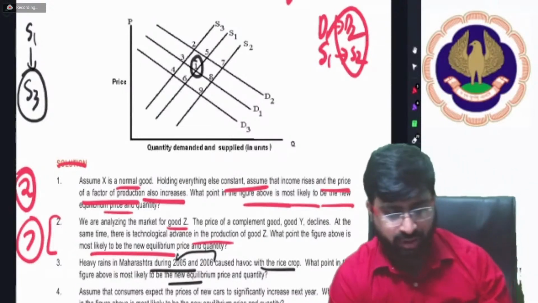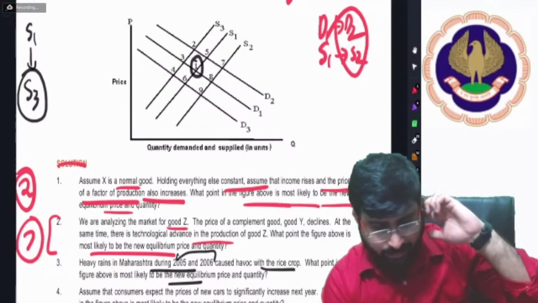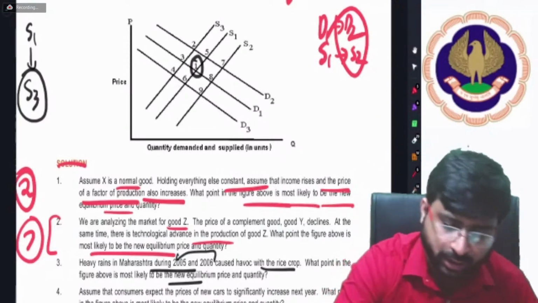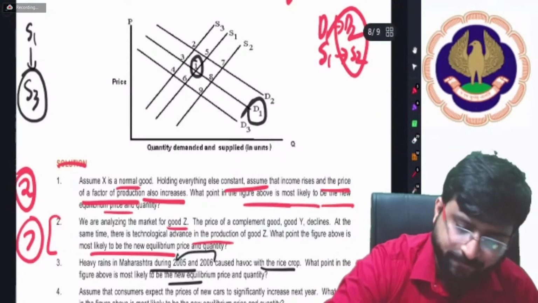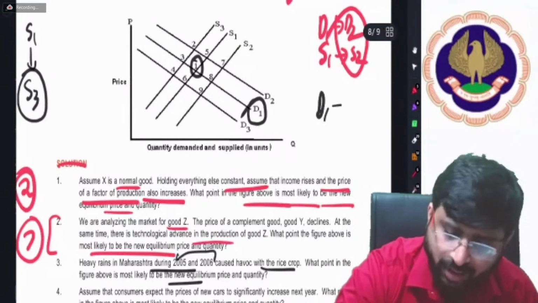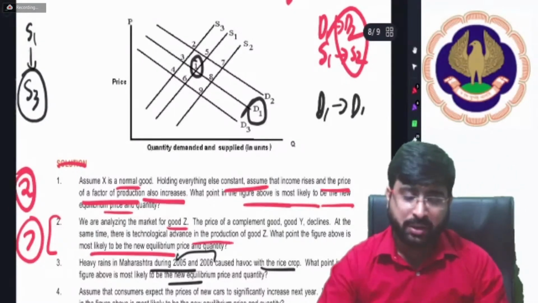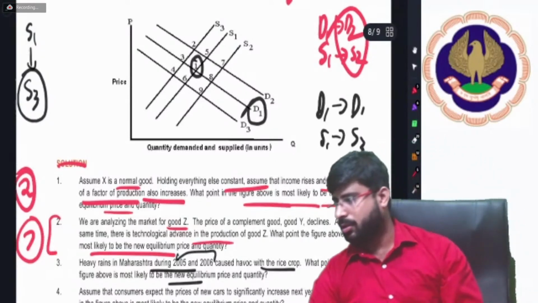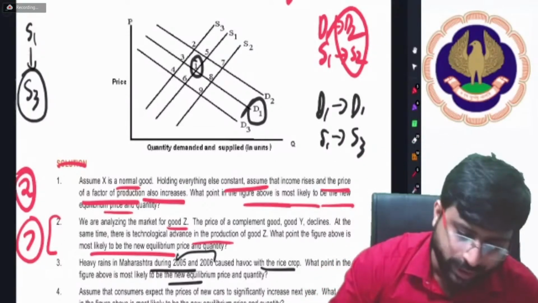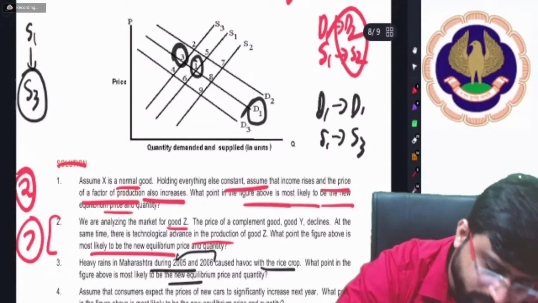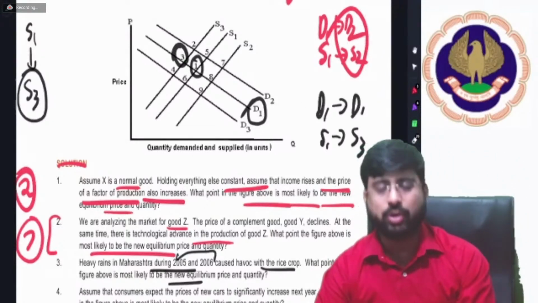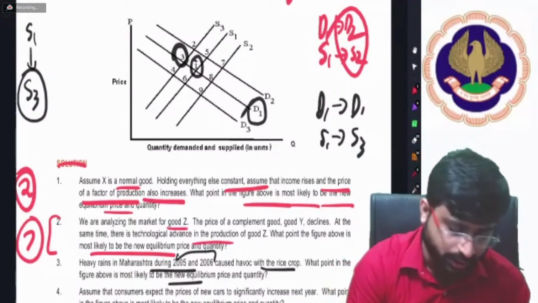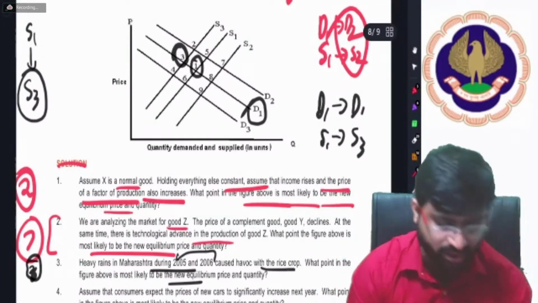Now, my dear friends, demand remains the same, supply has shifted leftward. So demand is D1 only, but supply was S1, has reduced and has gone to S3. So if supply has gone to S3, it is here, D1 and S3. So it's point number 3 basically. Question number 3, answer is also point 3.